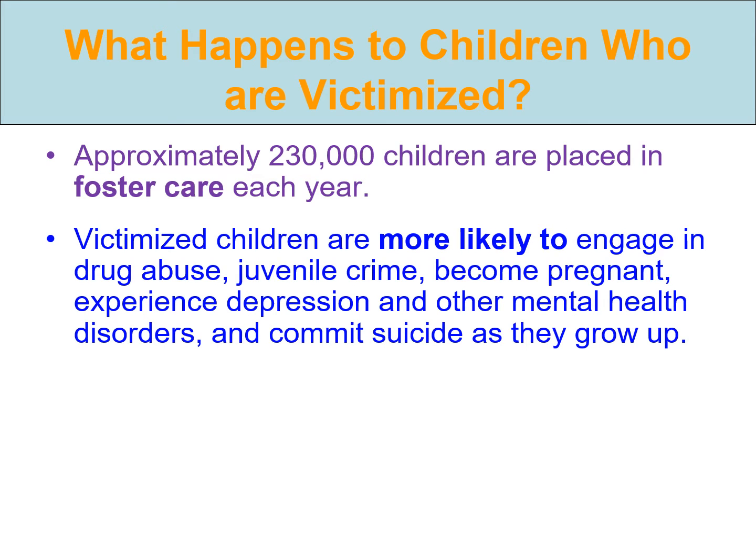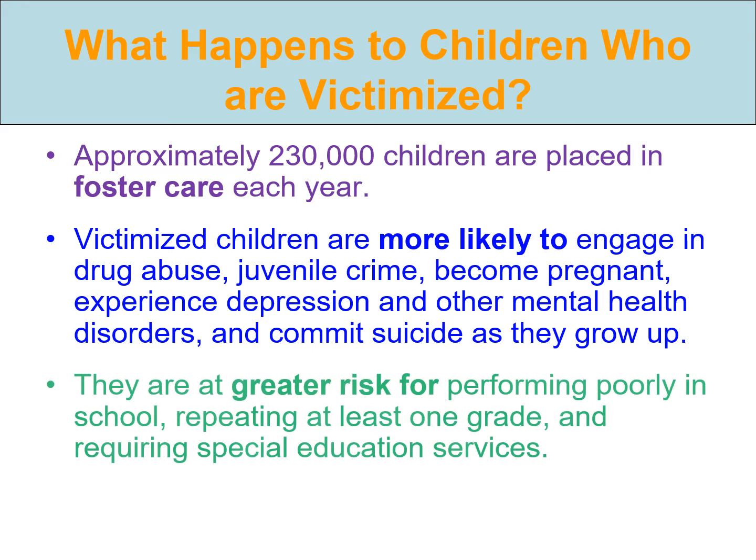Victimized children are more likely to engage in drug abuse, juvenile crime, become pregnant, experience depression and other mental health disorders, and commit suicide as they grow up because of the trauma of being a child abuse and neglect victim. They are also at greater risk for performing poorly in school, repeating at least one grade, and requiring special education services.